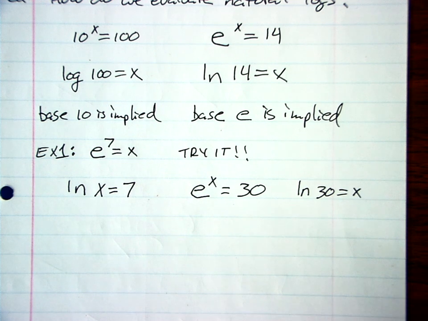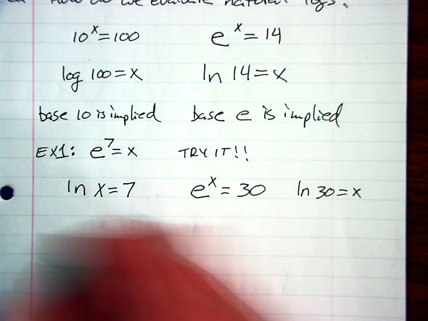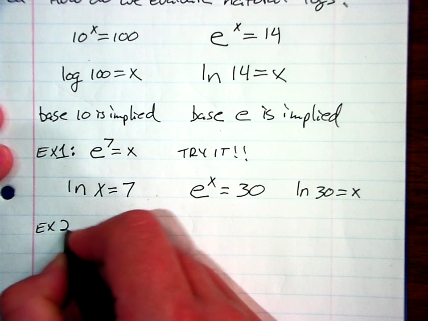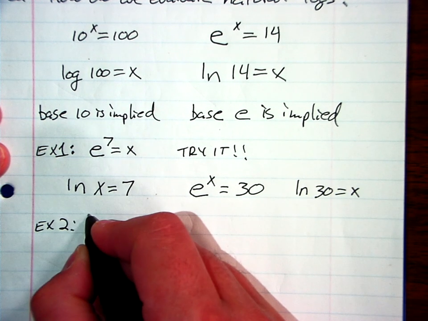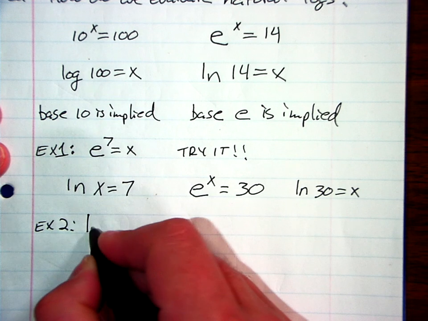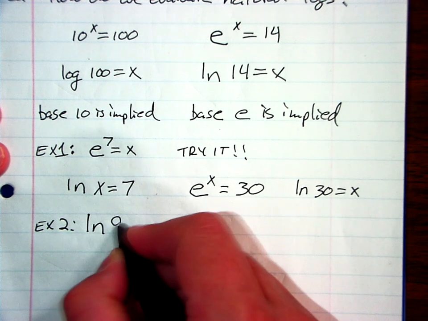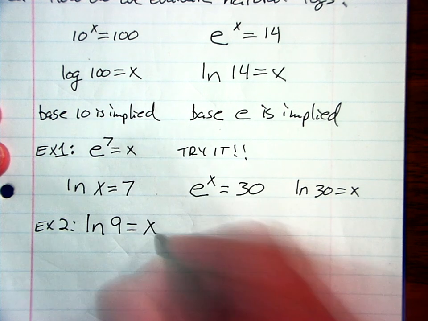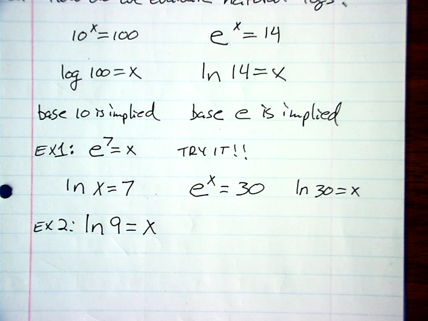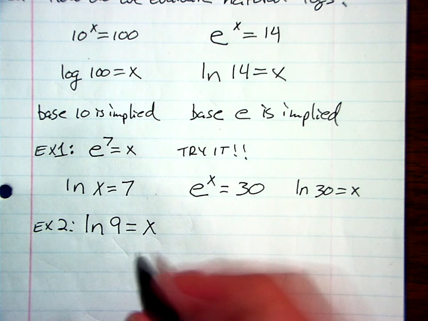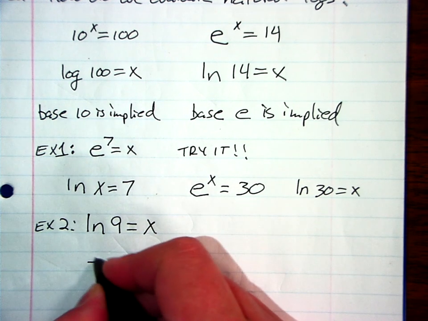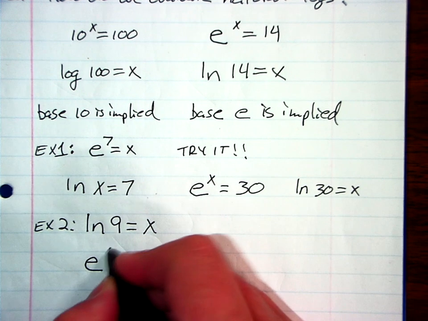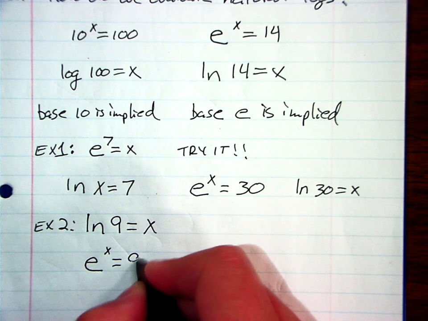So, all right, example 2. All right, so this time they're giving us the natural log, and they want us to write it as an exponent. So, what does the ln turn into? E, and then what happens to the x and the 9? You're done.